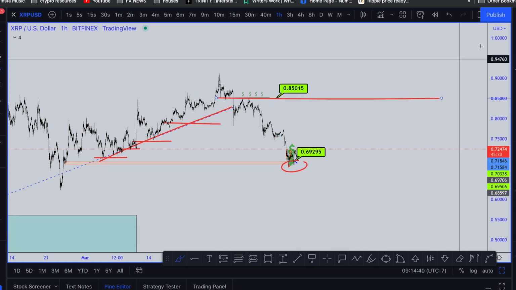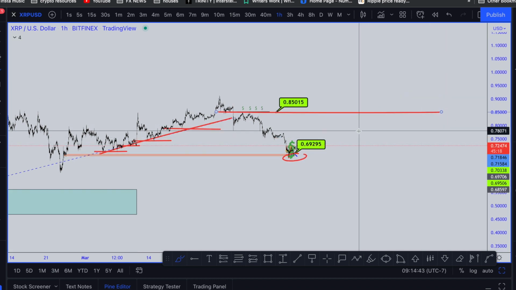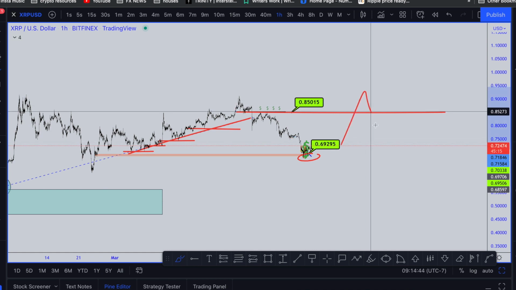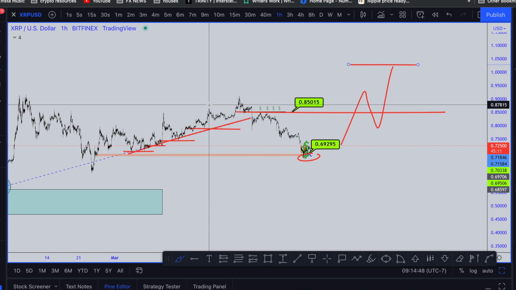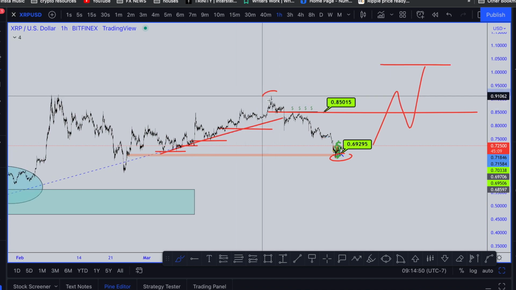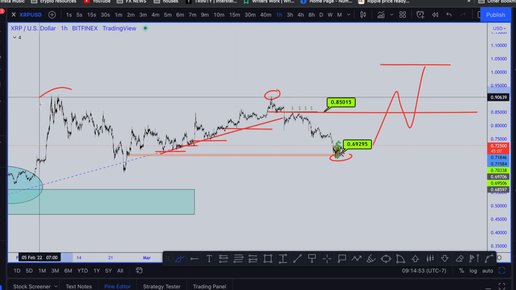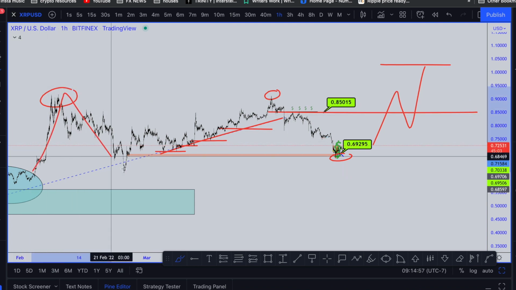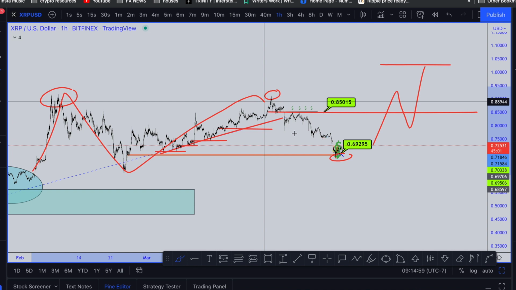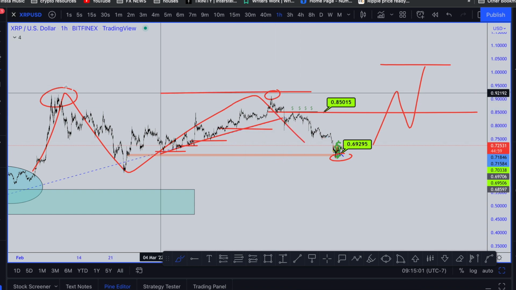If we break that 85 cent psychological level marker, in my personal opinion, that clears the way and the path for XRP to reach $1 plus, mainly because, in my personal opinion, we've created equal highs above the 92 to 91 cent psychological level. As you guys can see, this is a double top formation where retail traders are most likely selling this in the form of resistance.